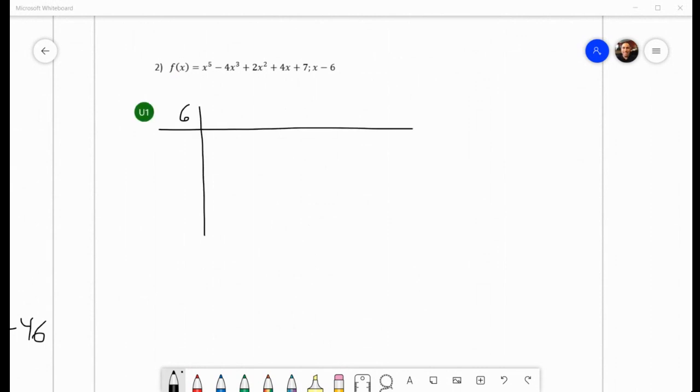If this was x plus 6, then we would have to use minus 6 instead of 6. Synthetic division is set up for x minus a number. If you don't have that, you have to do some manipulation.